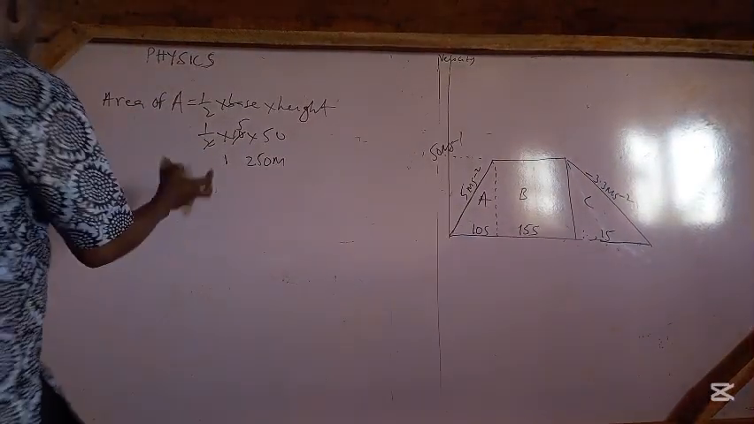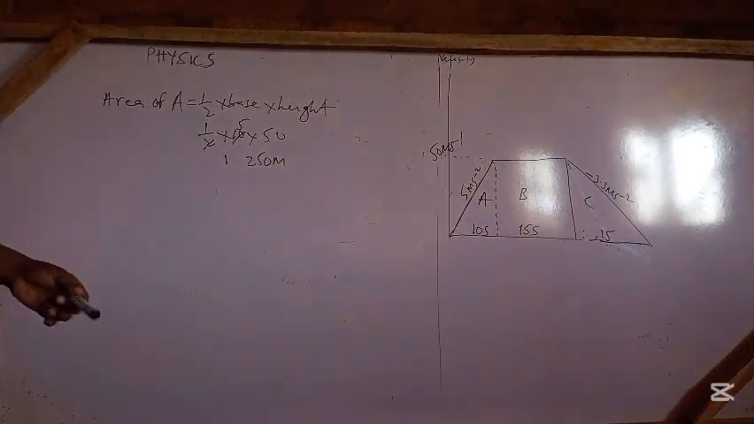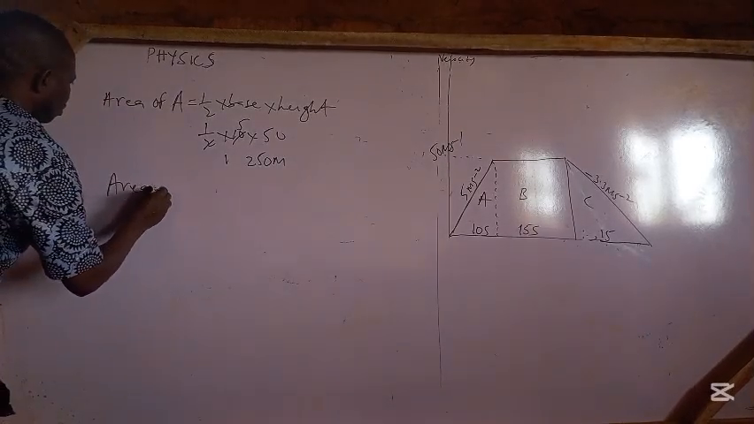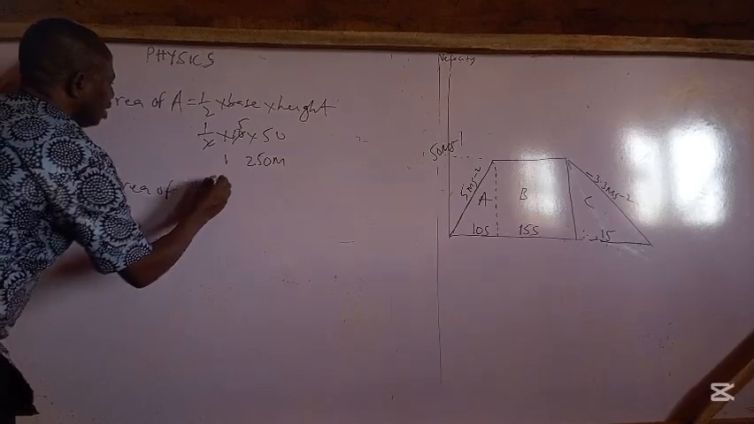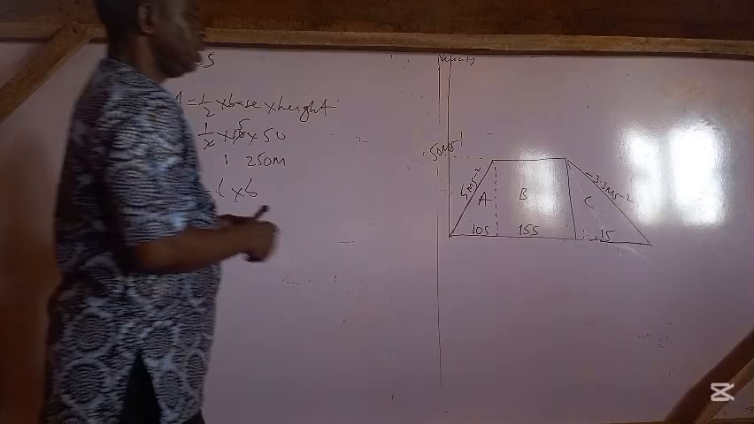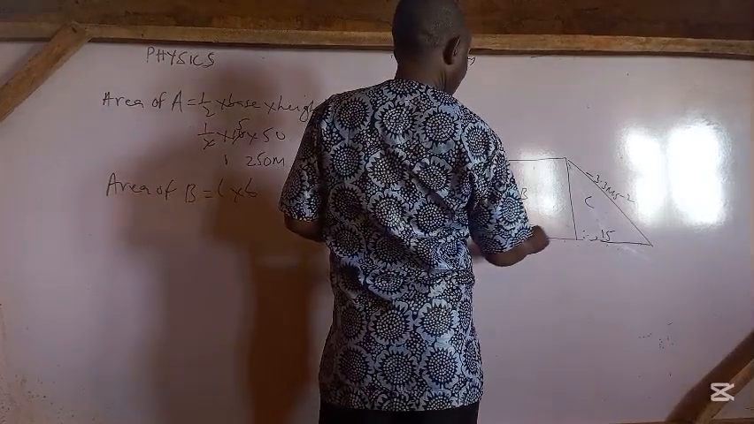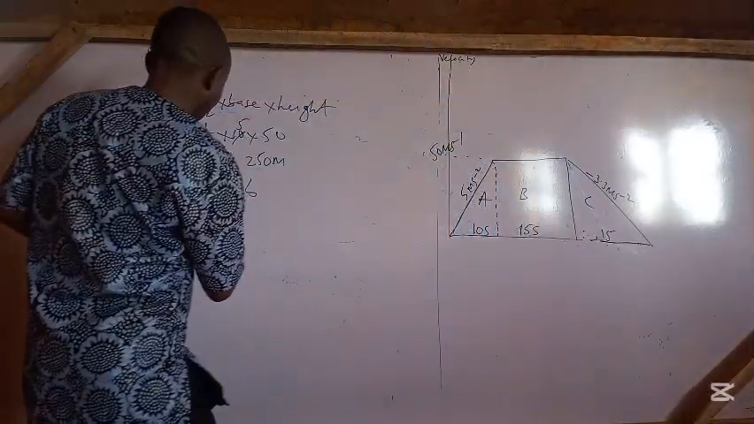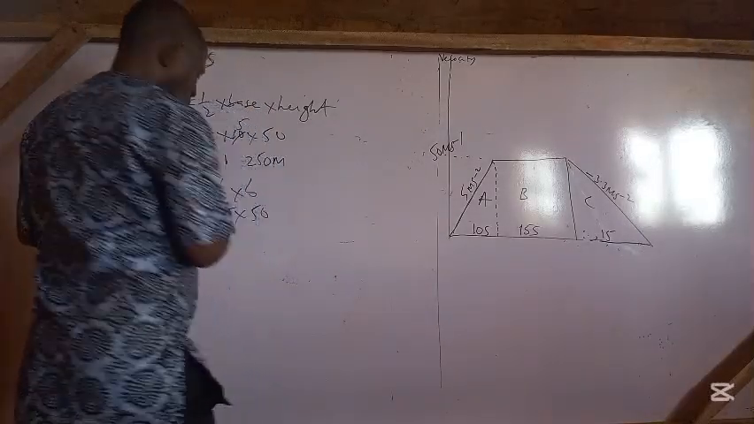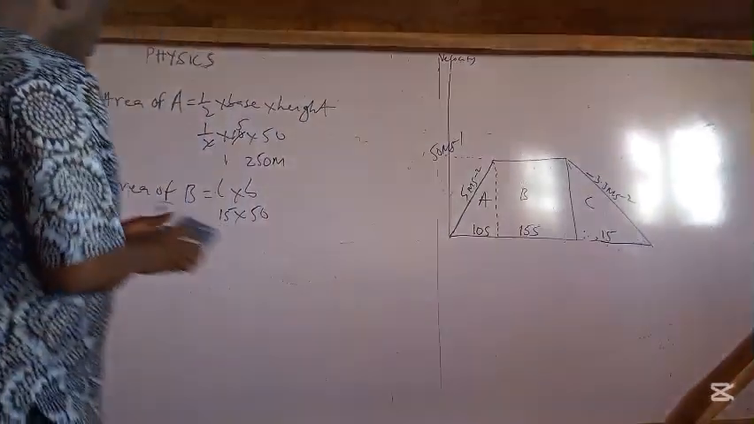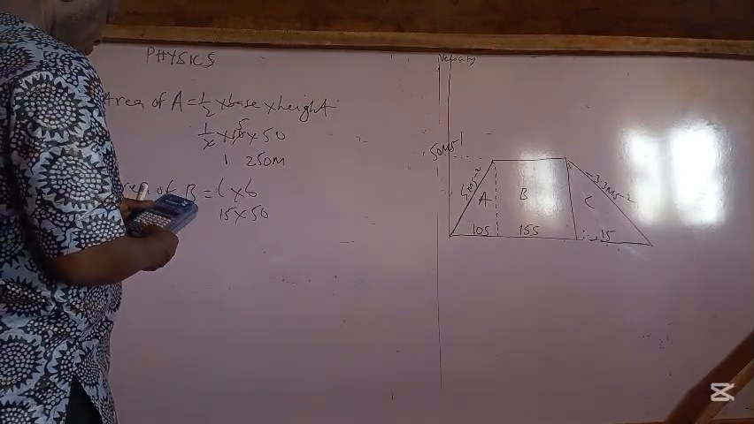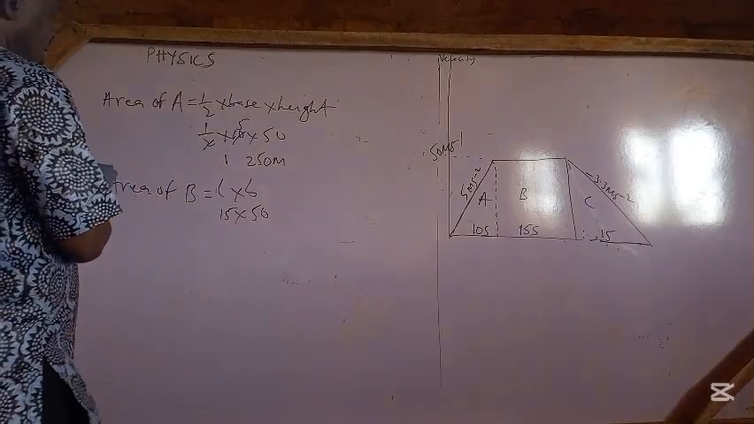Then area of B is length times breadth. The breadth is 15. Height will still remain 50. And when you multiply the two, we have 50 multiplied by 15. You have 750 meter.